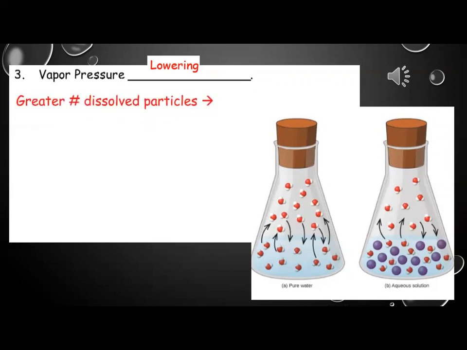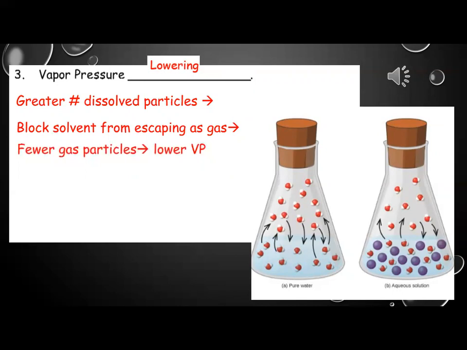So this one is very similar to the boiling point elevation, but essentially what we're saying here is the greater the number of dissolved particles we have in a solution, those blockings are going to happen more frequently, and we're going to have fewer gas particles being able to escape. And when we have fewer particles up in the gaseous stage, we have a lower vapor pressure.